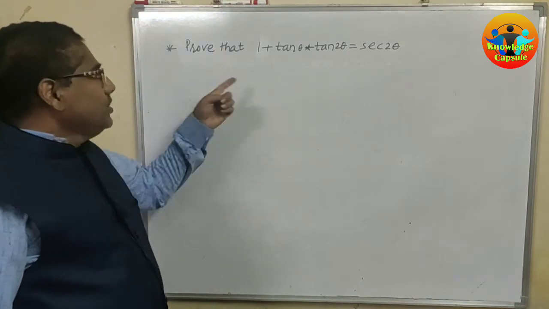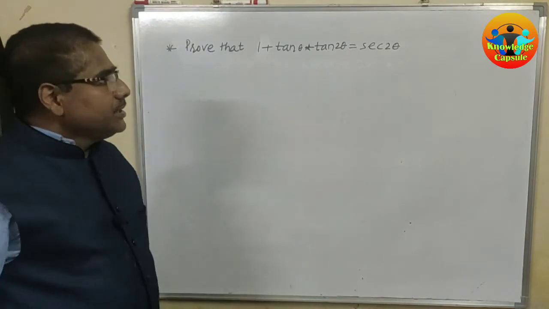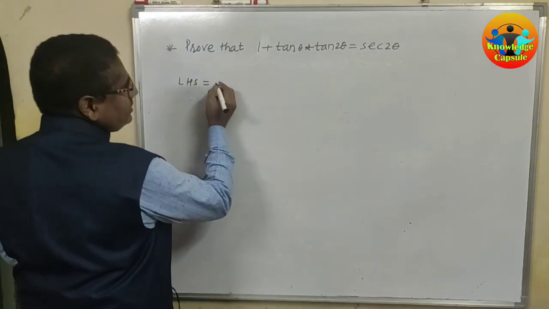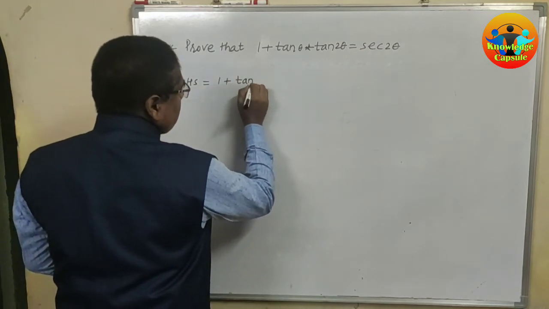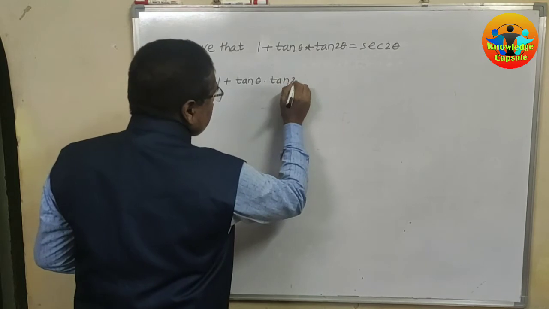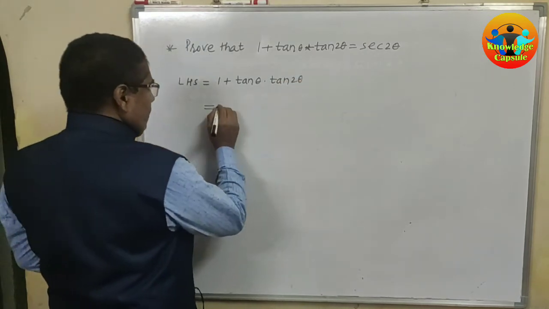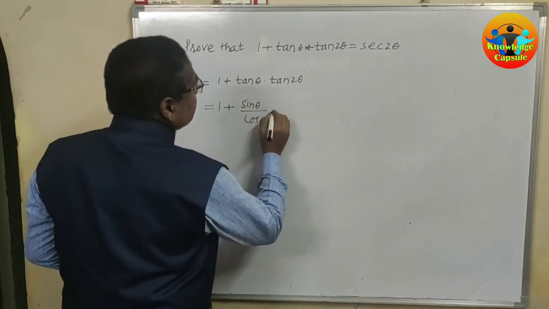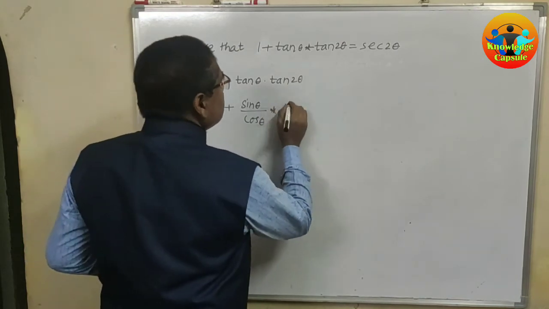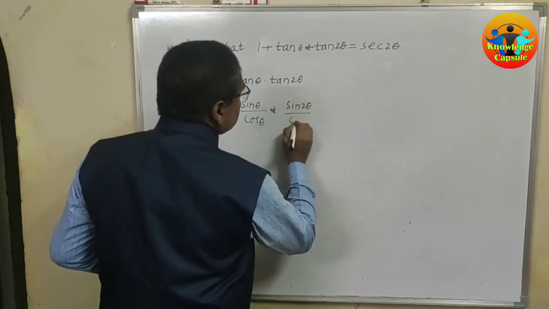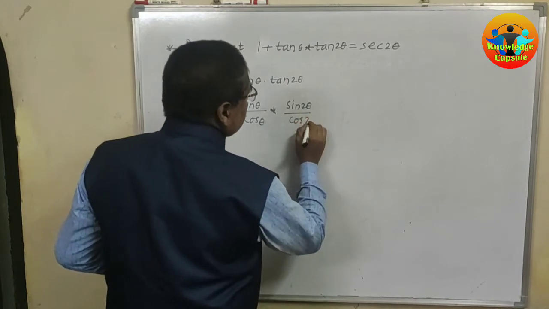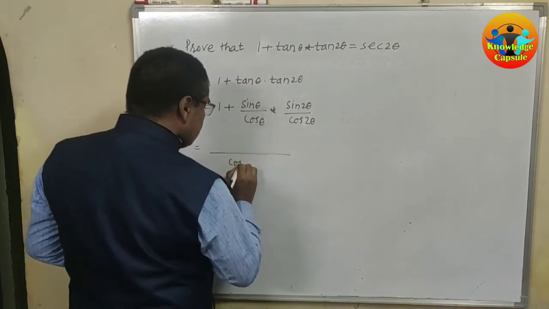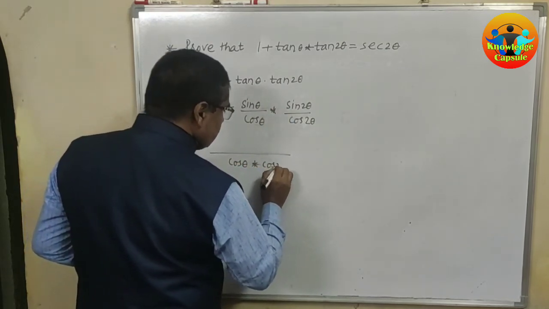Now next problem is prove that 1 plus tan theta into tan 2 theta is equal to sec 2 theta. Let's take left hand side of equation. LHS is equal to 1 plus tan theta into tan 2 theta. 1 plus tan theta is equal to sin theta upon cos theta into tan 2 theta is equal to sin 2 theta upon cos 2 theta. Let's take LCM cos theta into cos 2 theta.